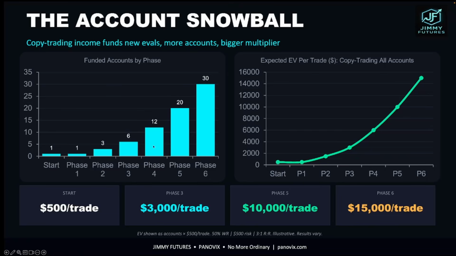But as you begin to scale these accounts, your expected value per trade, copy trading on all accounts, also goes up. You start with $500 expected value per trade. By phase 3, you're at $3,000 expected value per trade. Phase 5, you're at $10,000, and phase 6, you're at $15,000. So, you can make a lot more money by copy trading accounts.